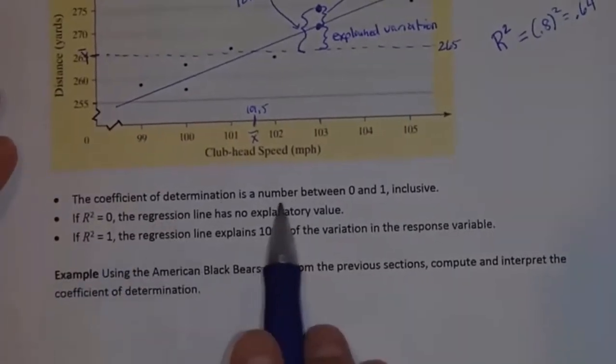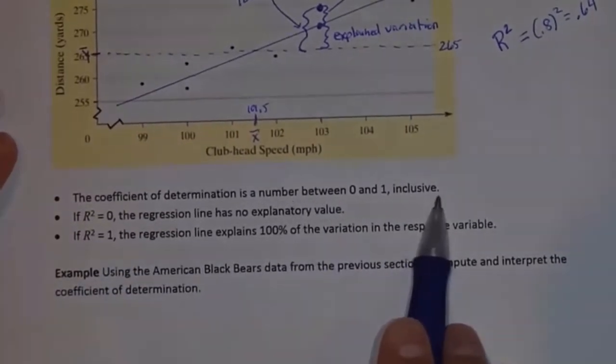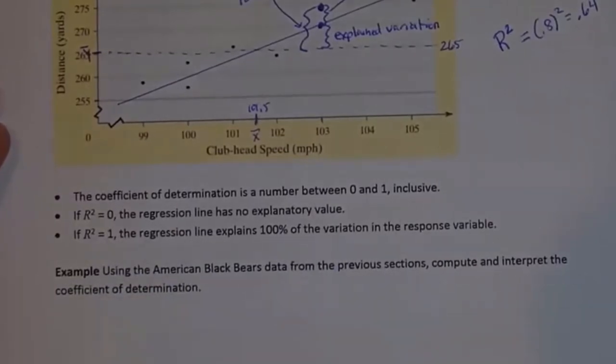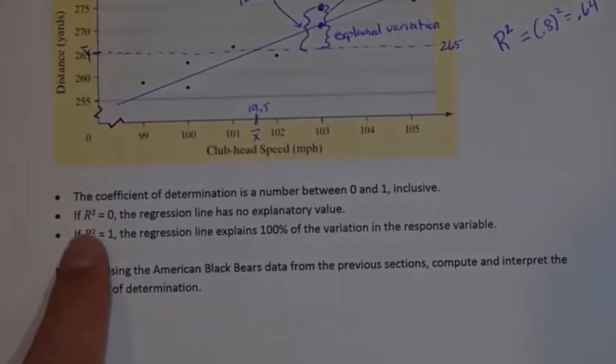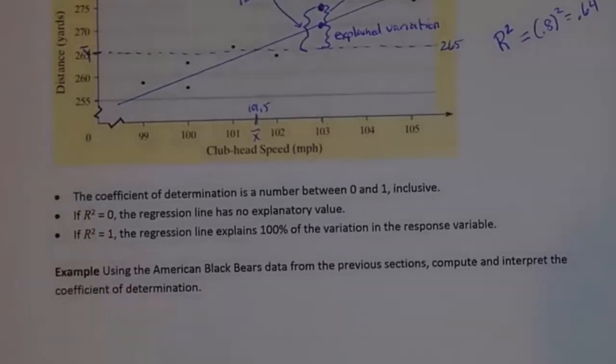Now, the coefficient of determination is a number between 0 and 1 inclusive. It will always be a number between 0 and 1. If r squared equals 0, then that means the regression line has no explanatory value. If r squared equals 0, you cannot explain any of the variation in the response variable by using the regression line. If r squared equals 1, then 100% of the variation in the response variable can be explained by the regression line. So that would be perfect.